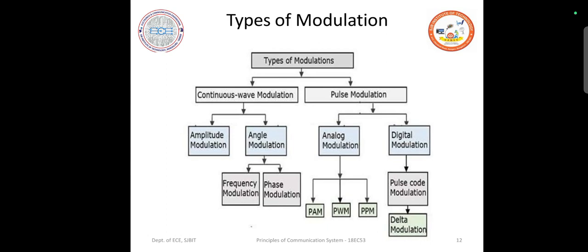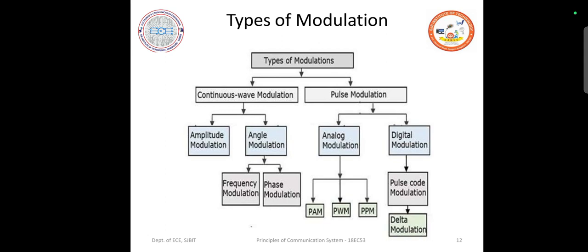Coming to the second kind, which is pulse modulation, there are two different types again. We again talk about the analog modulation, and the other one becomes the digital modulation. So we basically use pulse as the carrier in pulse modulation. Under the analog modulation, which is again under pulse modulation, there are three different types: PAM, PWM and PPM. PAM stands for pulse amplitude modulation, PWM for pulse width modulation, PPM for pulse position modulation.